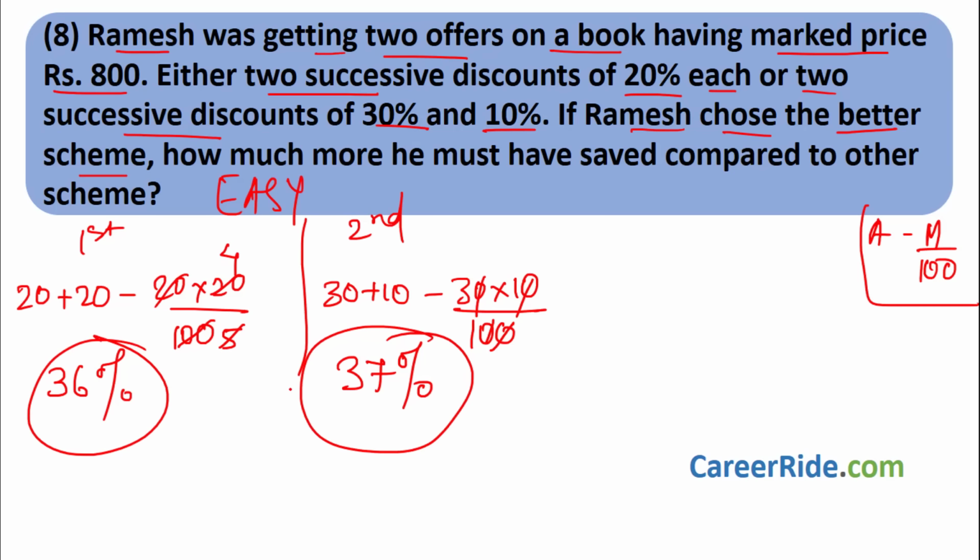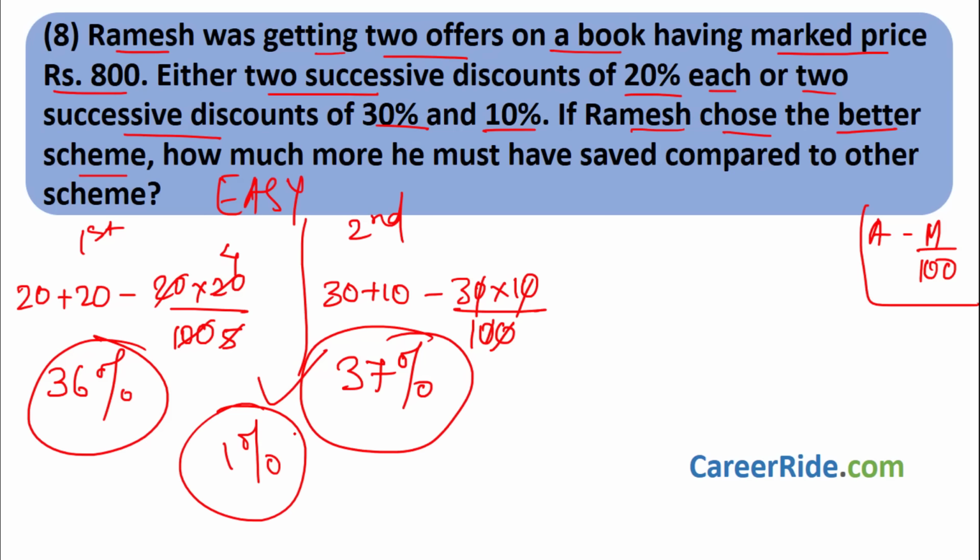So Ramesh chooses this scheme, the better scheme. Now they have asked how much more he must have saved compared to the other scheme. That means when he chose the second scheme, how much more did he save? He saved 1% more. Why? Because 37% minus 36% is 1%. So he saved 1% more.